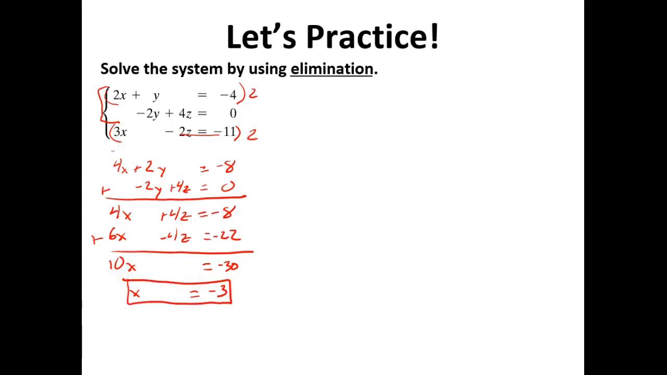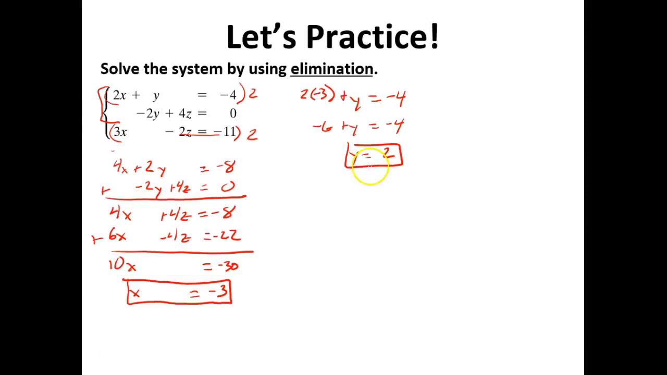How am I going to go about finding the other variables? Well, I'm going to backtrack here. If I go back to this very original equation, 2 times x plus y. I already have my x value, so I'm going to use that x value, 2 times negative 3 plus y is equal to negative 4. Negative 6 plus y is equal to negative 4, so y is going to have to be equal to 2. Now I found another answer.